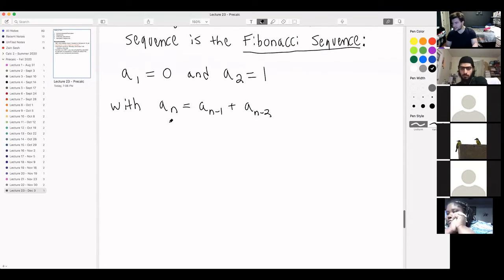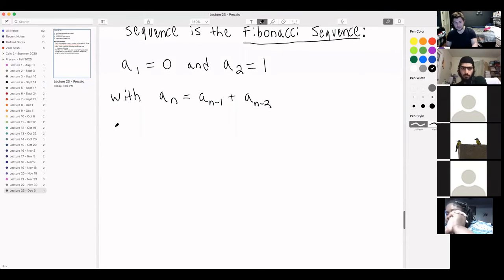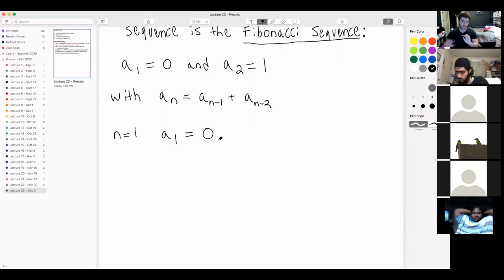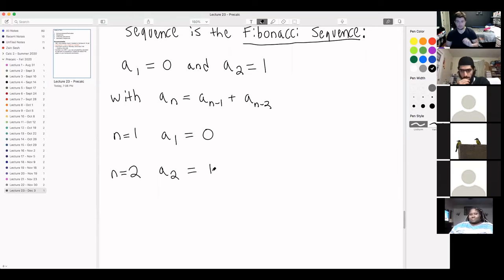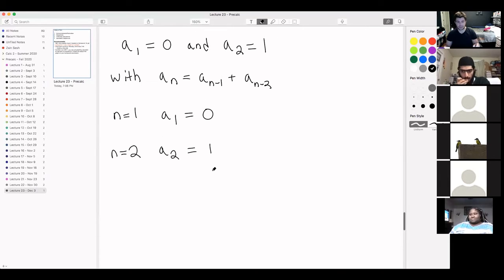All right, so let's get at this a little bit. n equals 1 is A sub 1, and that was given to us already as 0, so no computation needed there. How about n equals 2? This is A sub 2. Again, A sub 2 was just given to us explicitly as 1, so no other work needed there.